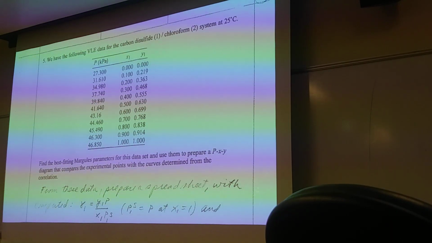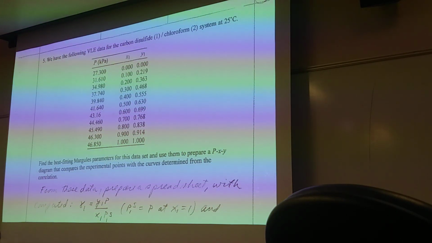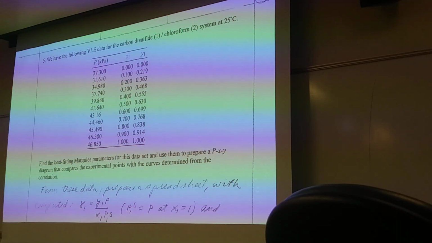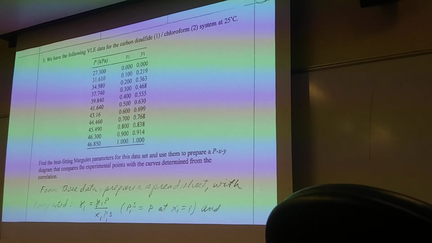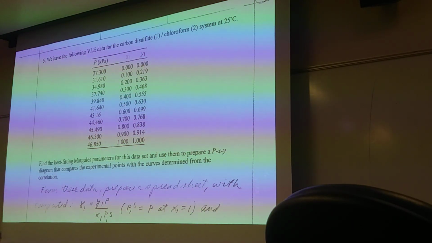In the last problem, we have the following data for the carbon disulfide chloroform system at 25°C. So there it is, and what you're asked to do is to find the best fitting Margules parameters for this data set and to use them to prepare a PXY diagram and compare that with the experimental points to see how well we did with that correlation.